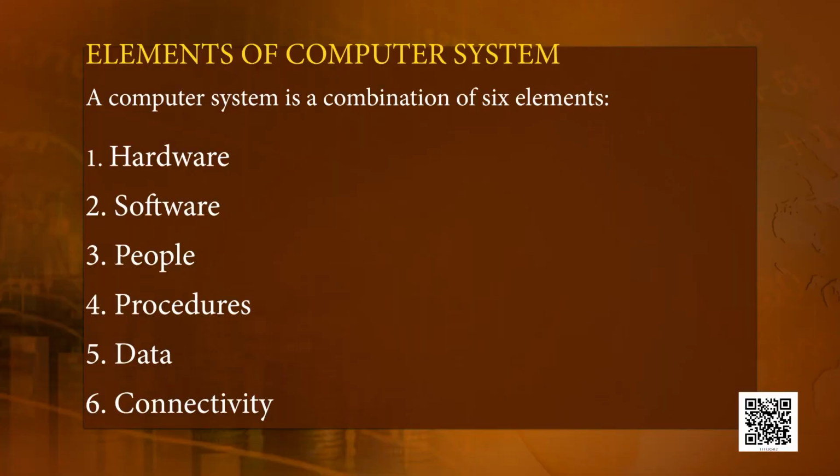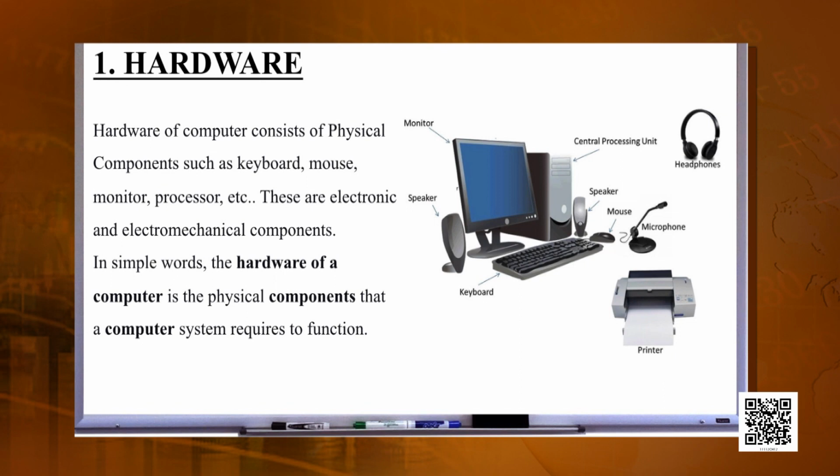Now, what are the elements of a computer system? A computer system is a combination of total 6 elements. First element is hardware. Hardware of computer consists of physical components such as keyboard, mouse, monitor, processor, etc. These are electronic and electromechanical components. In simple words, students, the hardware of a computer is the physical, tangible component that a computer system requires to function, which you can see.